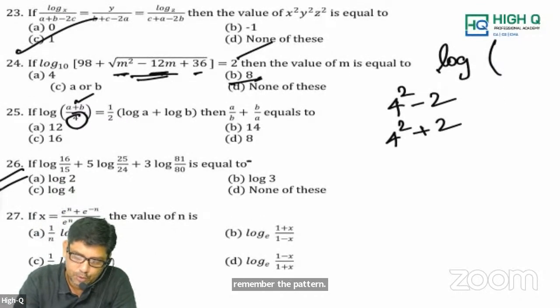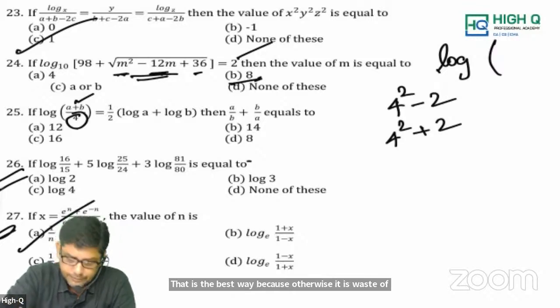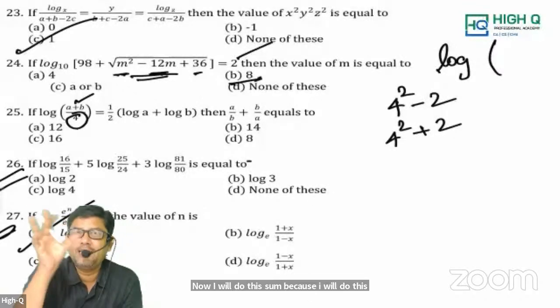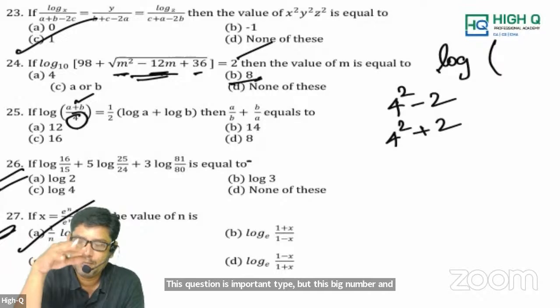This one I want you to try, my dear. For this question, directly remember the answer. That is the best way, because otherwise it is a waste of time. Option A. Now I will do this sum because this question is an important type. This big number they will not be asking, but a similar type of question they will be asking.